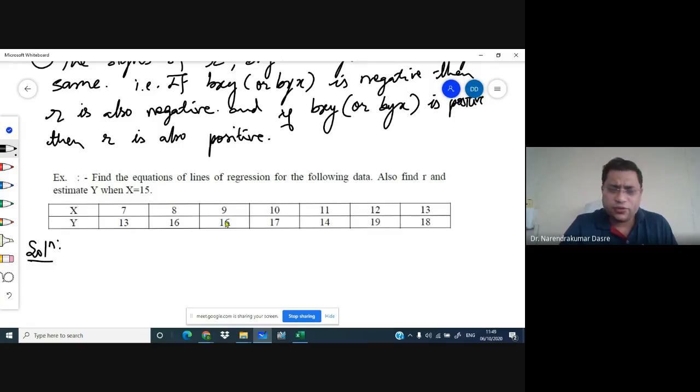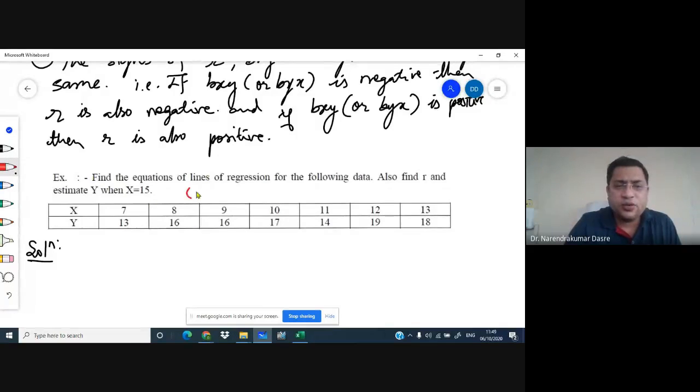So actually here what we are doing is we are making a predictive model. Because you can see X is going to be 15 here. So X is 15, that means here you will be having 14, here you will be having 15 somewhere. So actually this 15 is out of range of the given data, and that's why this type of regression model is called a predictive model.